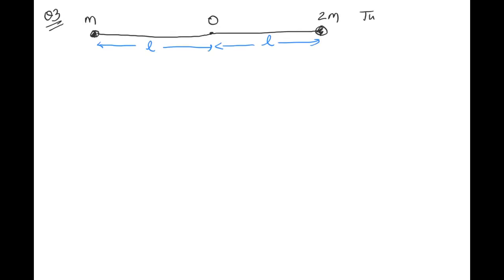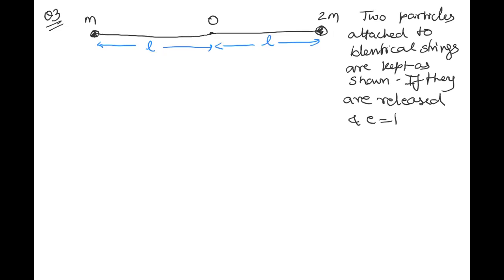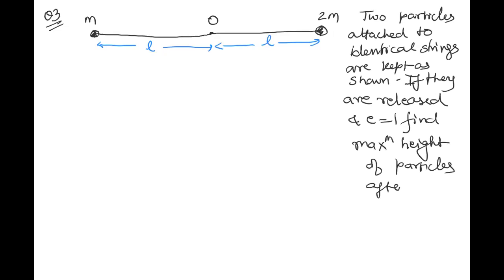So the question is that two particles attached to identical strings are kept as shown. If they are released, e is equal to 1. Find maximum height of impulse after collision.